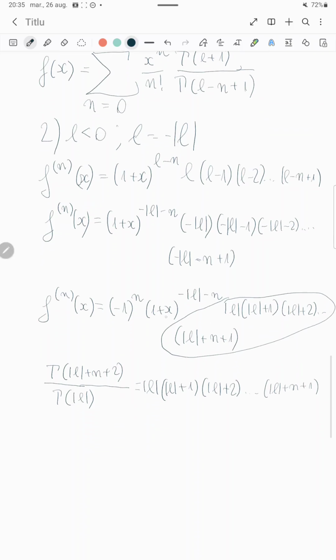Now, we want to see what happens when x equals 0 for this function. And we will have the nth derivative of f at the point x equals 0 is equal to minus 1 to the n times this product, which can be written like this. So, gamma of the absolute value of L plus N plus 2 divided by gamma of the absolute value of L.